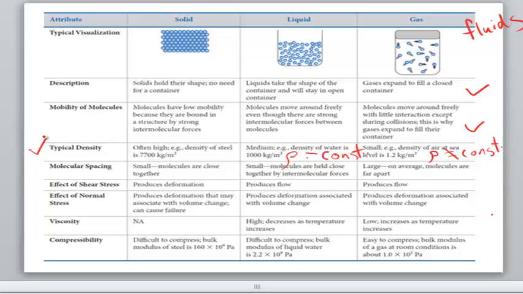Okay, molecular spacing, as you would guess, in a solid, they're very small and close together. And in a liquid, they're also small, but they're held close by intermolecular forces. And in a gas, they are far apart.